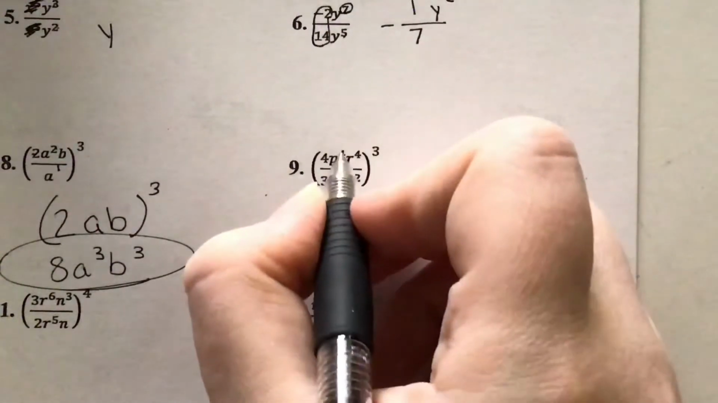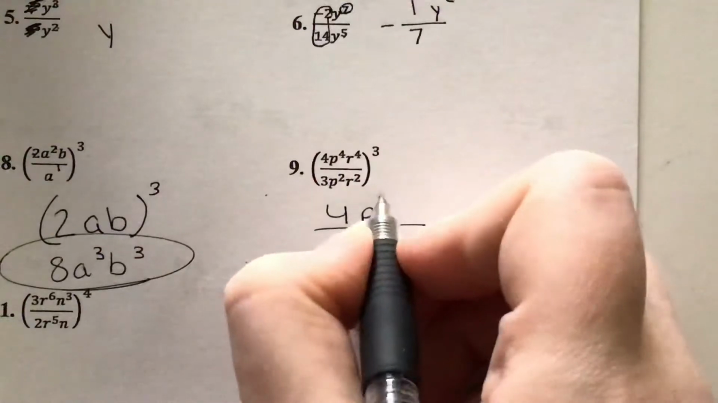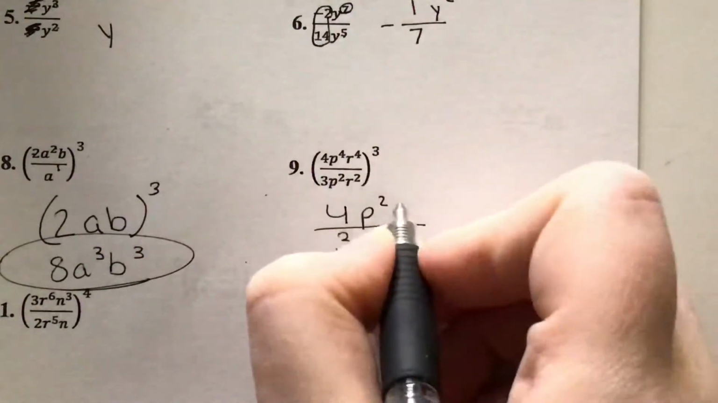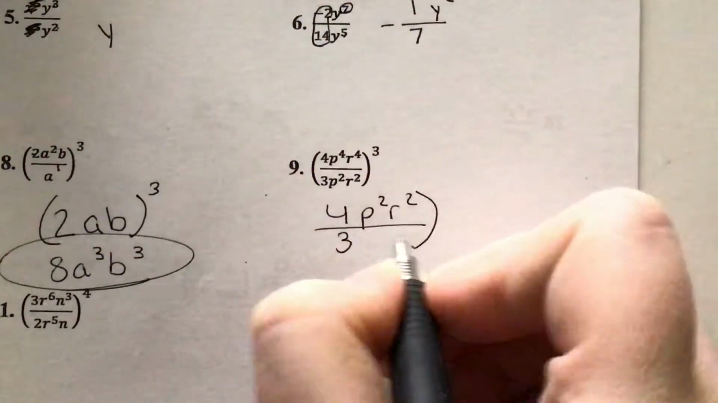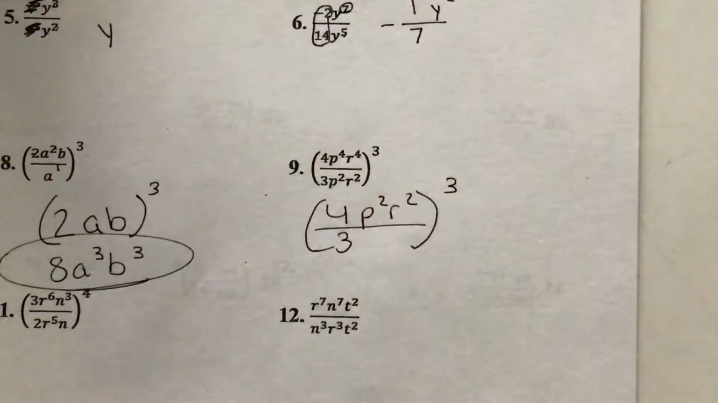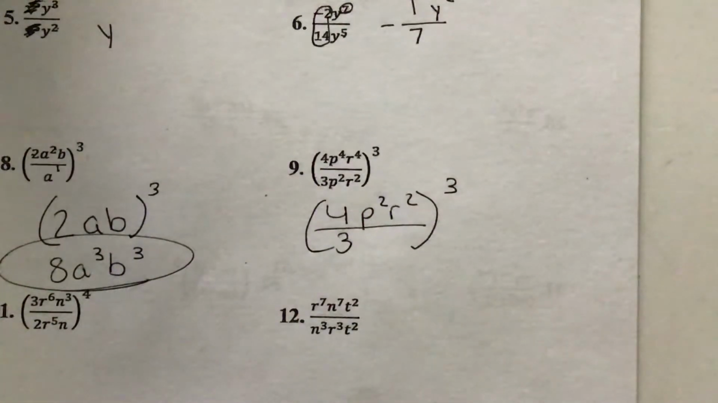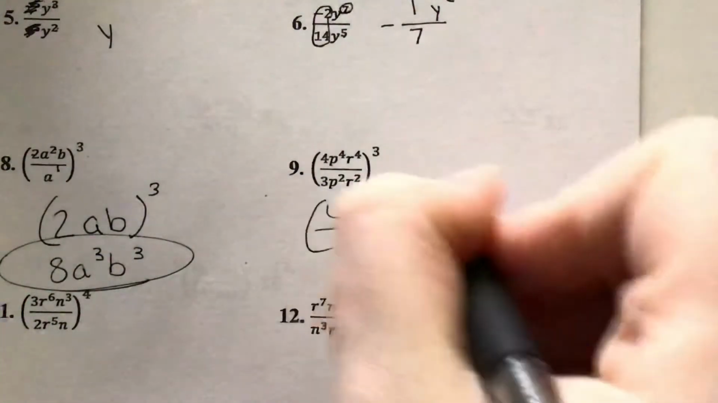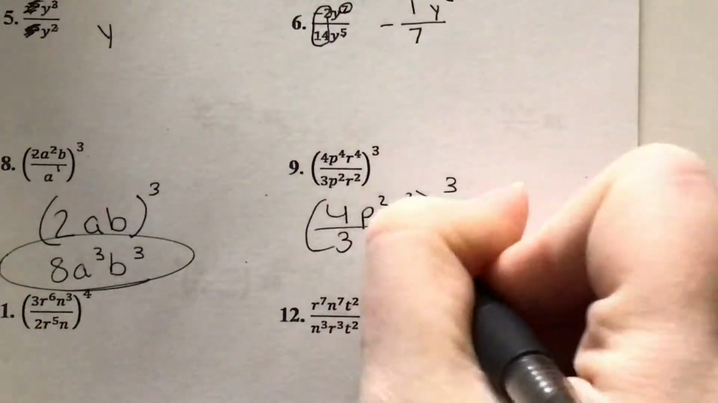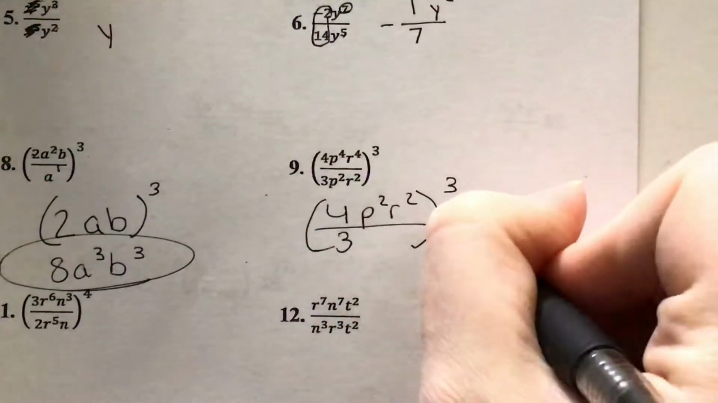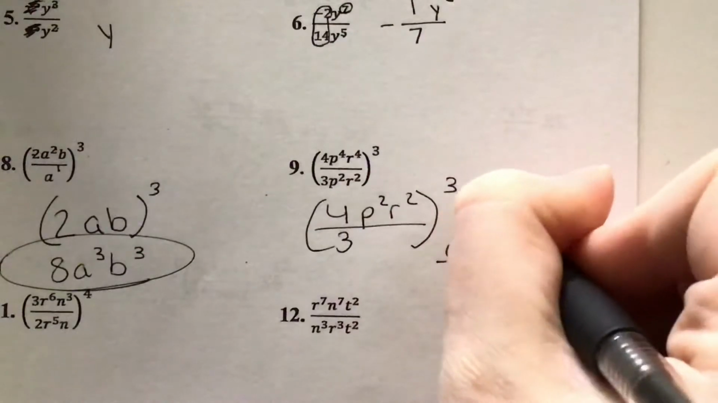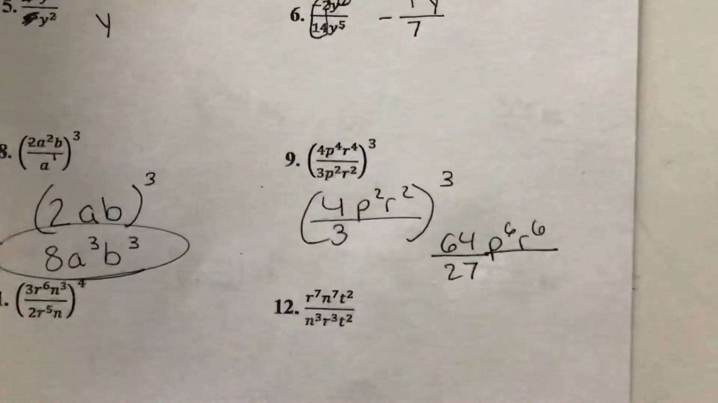Number 9, 4/3, you cannot reduce. Let's see, P, 4 minus 2 is 2. For R, 4 minus 2 is 2. And then this whole thing is being cubed. So I need to do 4 cubed, 64. And 3 cubed is 27. And then that's P to the 6th, R to the 6th power.